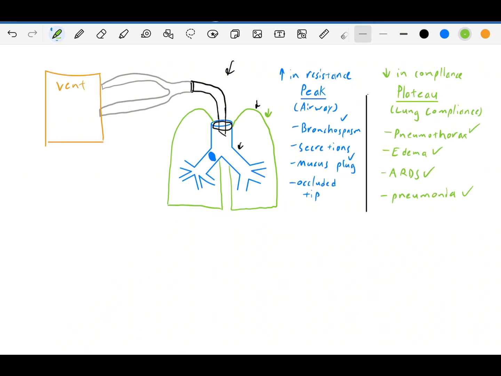In summary, remember that an elevated peak pressure tells you there's an increase in the resistance of the airway, and I listed some common reasons that could be the case. Also remember that an elevated plateau pressure is looking at the compliance of the lungs themselves, and it tells you there's a decrease in the compliance of the lungs.